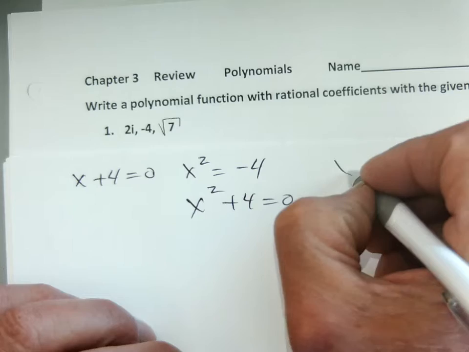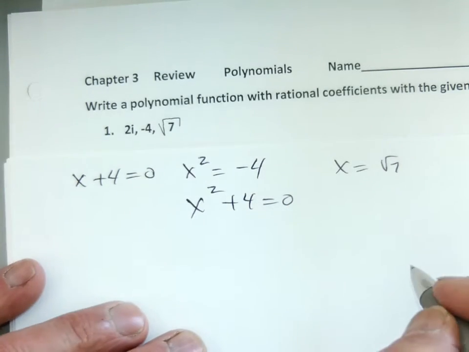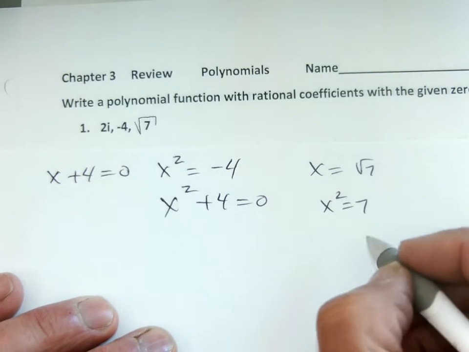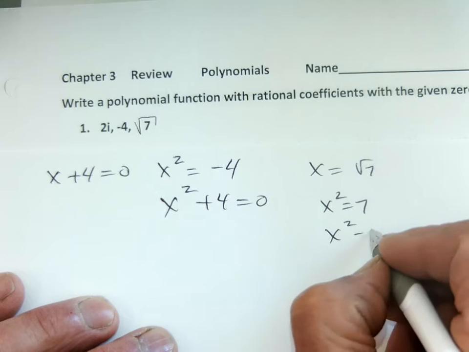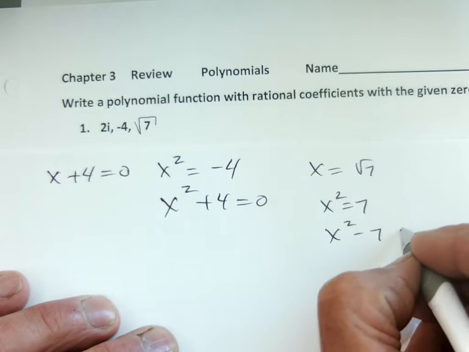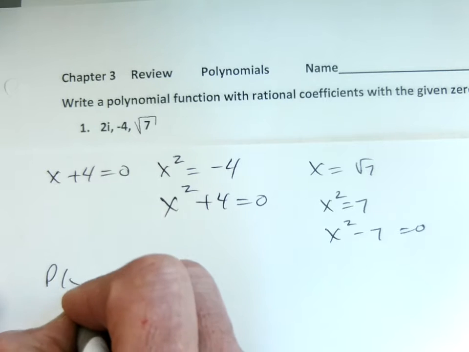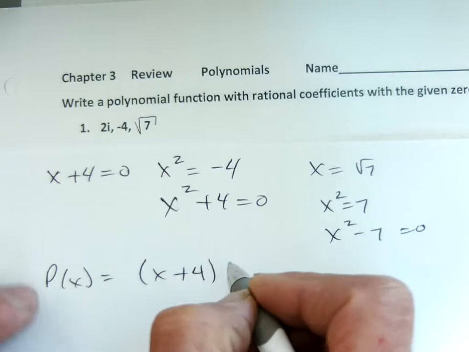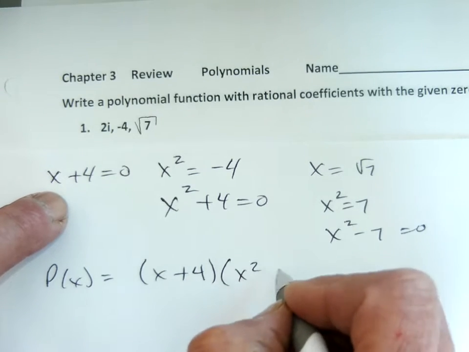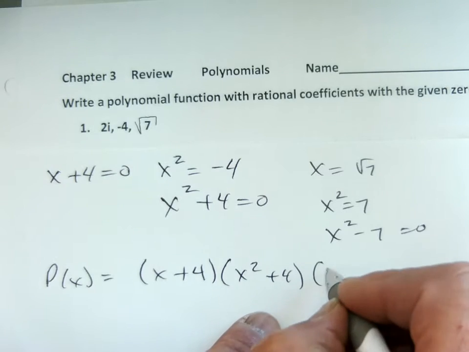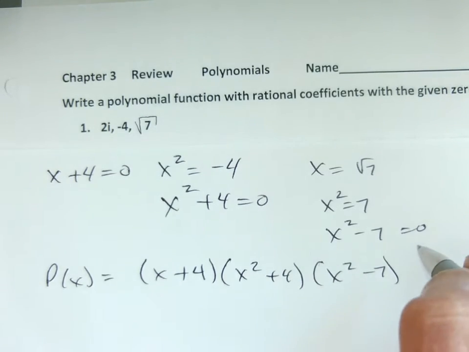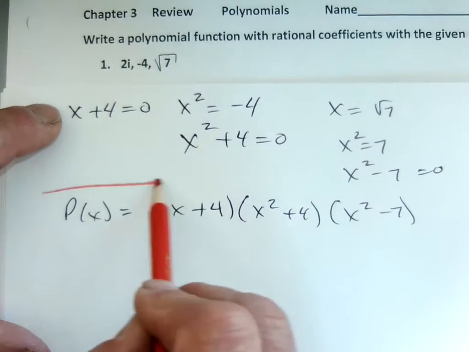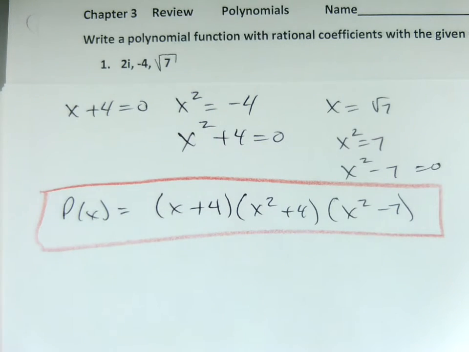If I had x equals the square root of 7, it would have come from x squared equals 7, which means it would have had a factor of x squared minus 7. So then my polynomial, and it's a general polynomial, would be x plus 4 from the first factor, x squared plus 4 from the second factor, and x squared minus 7 from the third factor. Okay? All right, so that is number one, and it's identical to what we did in the warm-up.